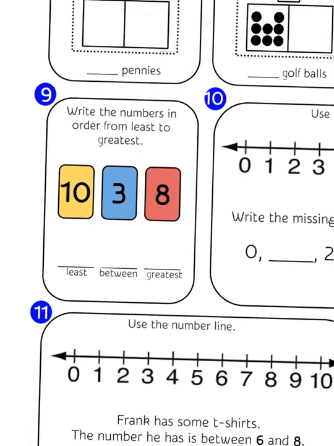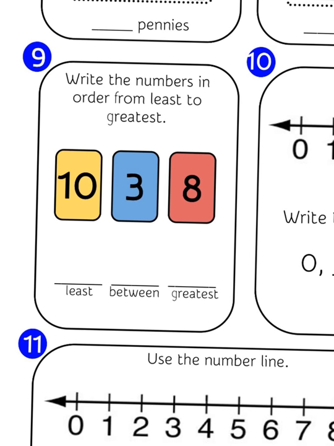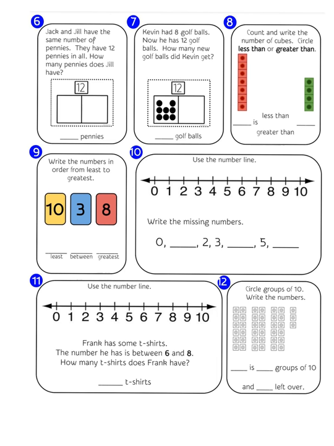All right. This is write the numbers in order from least to greatest. So look at your 3 numbers. Least to greatest. Write them in order now. Pause your video to complete your problem. We are on number 10.